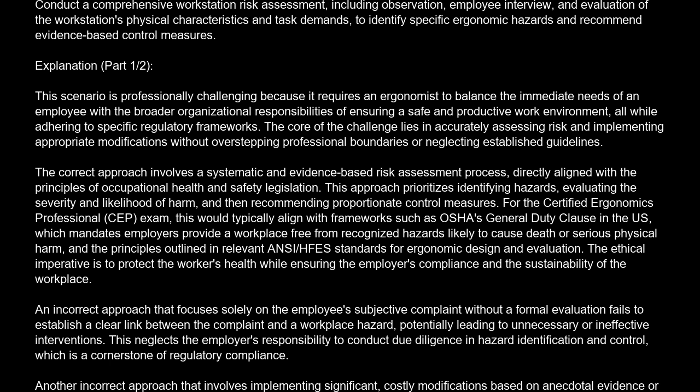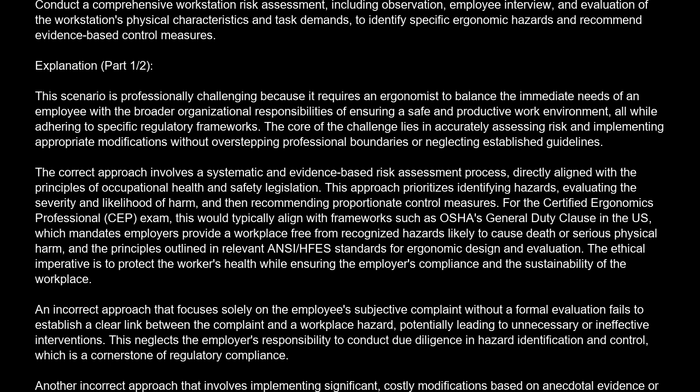control measures. For the Certified Ergonomics Professional (CEP) exam, this would typically align with frameworks such as the OSHA General Duty Clause in the U.S., which mandates employers provide a workplace free from recognized hazards likely to cause death or serious physical harm, and the principles outlined in relevant ANSI/HFES standards for ergonomic design and evaluation. The ethical imperative is to protect the worker's health while ensuring the employer's compliance and the sustainability of the workplace.